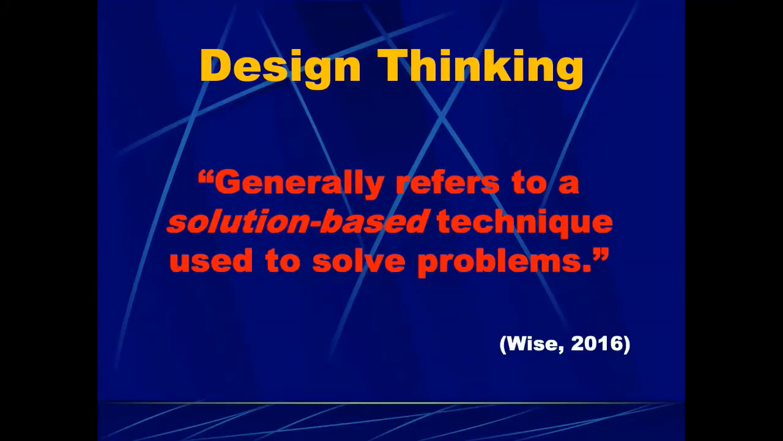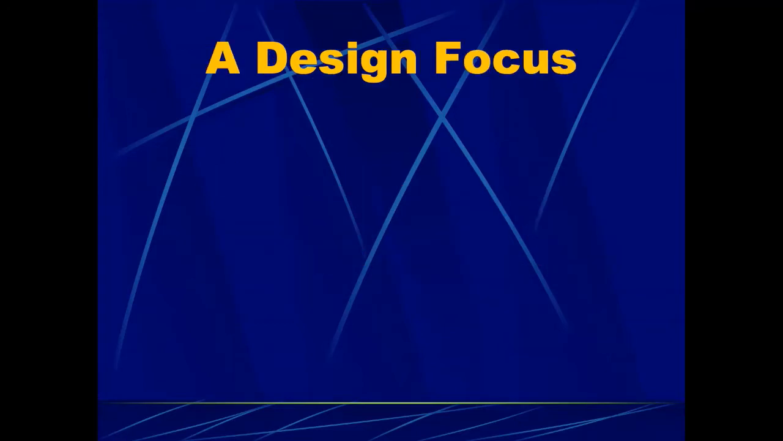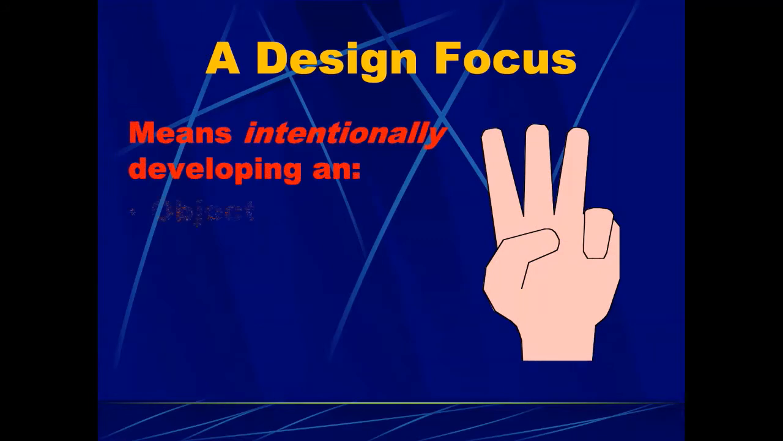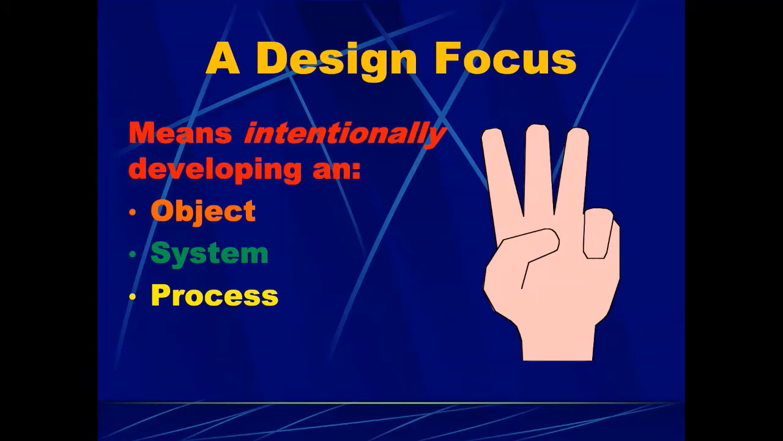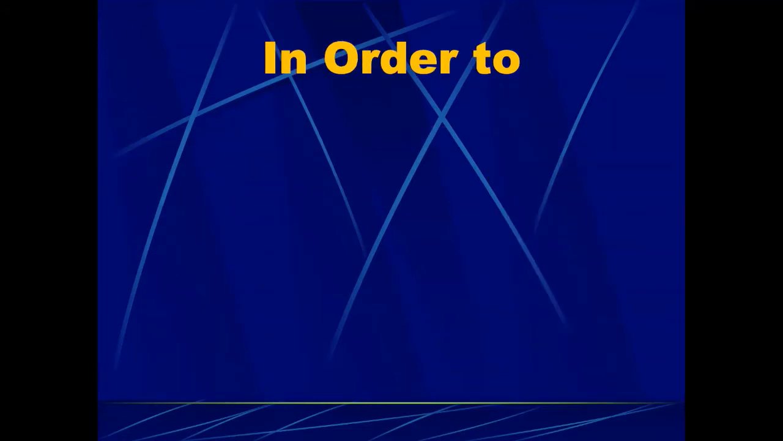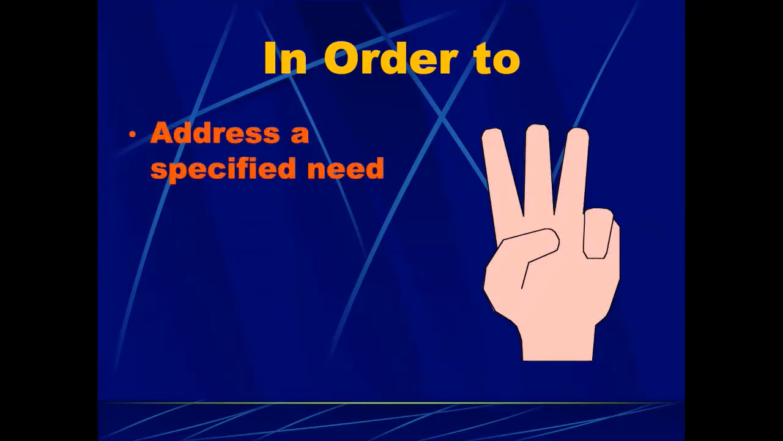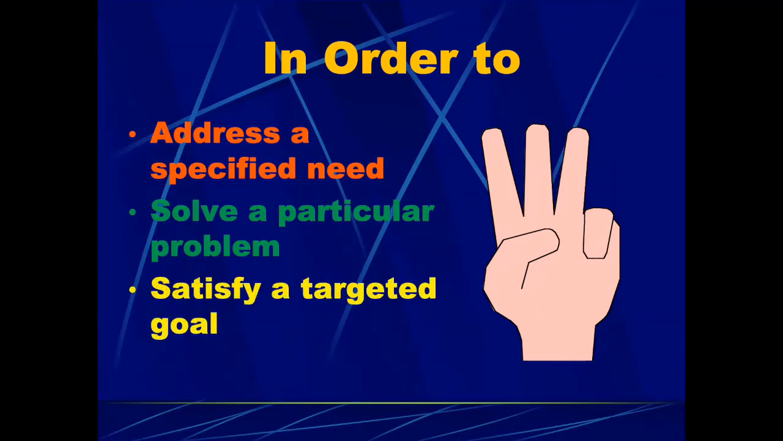Design thinking can play an important and central role in young children's STEM development. According to WISE, design thinking generally refers to a solution-based technique used to solve problems. While engineering design provides a useful context that helps children figure out how the world works, a focus on design is to intentionally develop an object, a system, or a process. The object, system, or process has been developed to address a specified need, solve a particular problem, or satisfy a targeted goal.